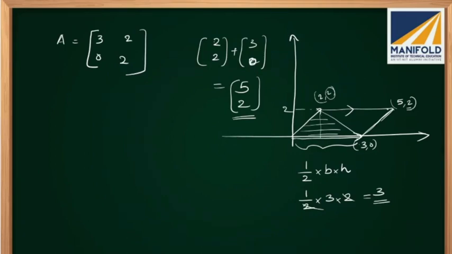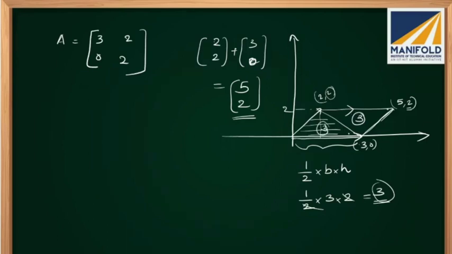Now, see the triangle area. What is that? Half into base into height. Base is 3, height is 2. So half into 3 into 2 is nothing but 3. Now this other part will also have an area of 3 because they are congruent triangles.